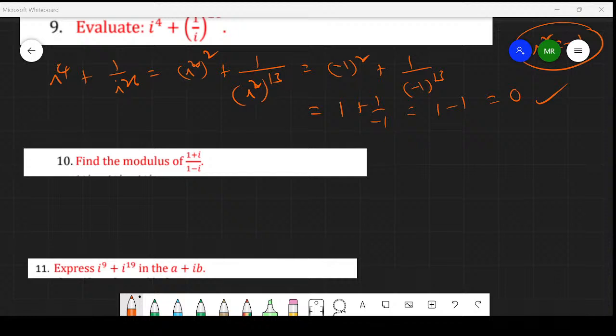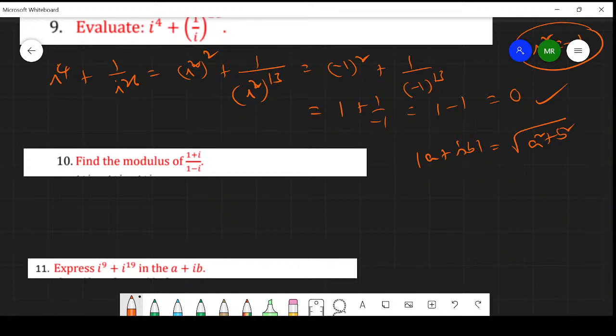So the next one now. See the next problem: find the modulus of (1 plus i) by (1 minus i). When they are asking the modulus of a complex number, I will explain: mod of a plus ib. The answer is root of a square plus b square.